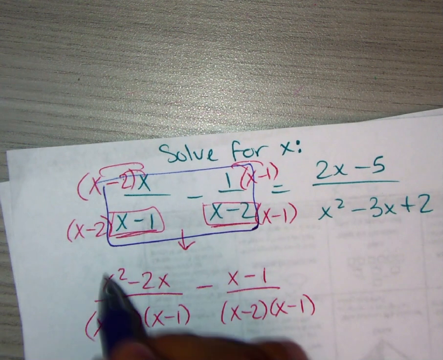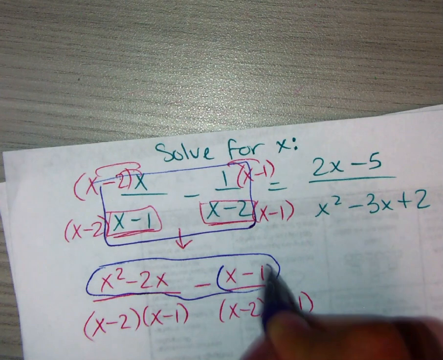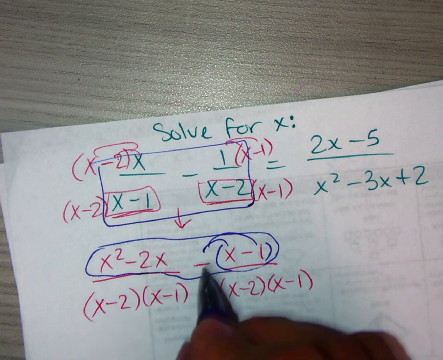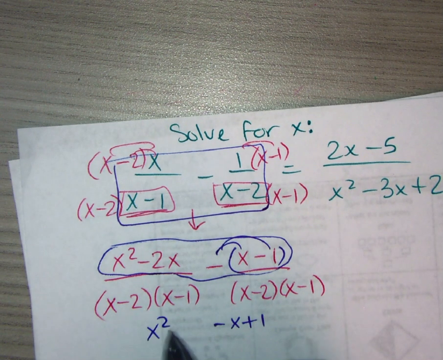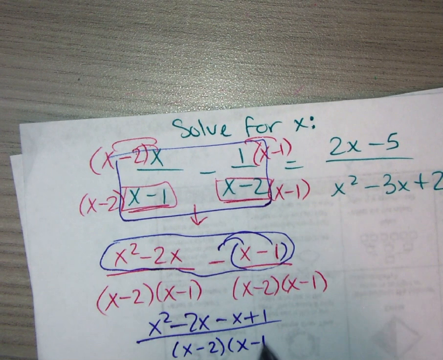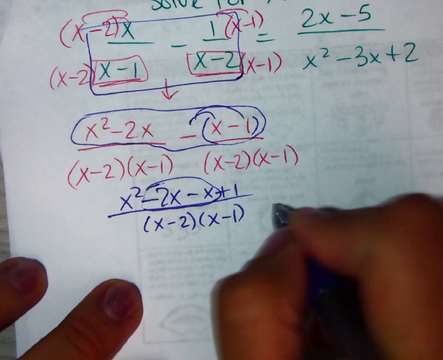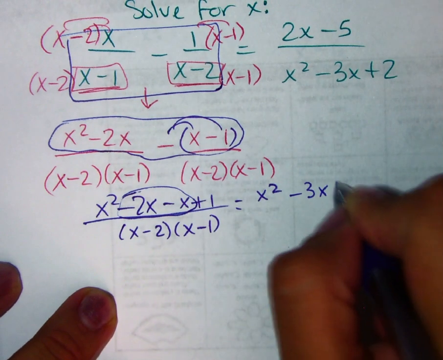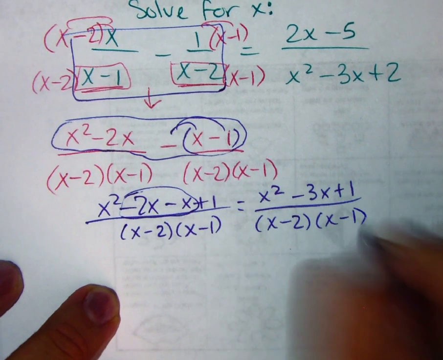After this, you want to combine your numerators. However, keep in mind this is a subtraction, so you want to do those parentheses and distribution of negative times x and negative times -1. And then you bring down what you have on this side over your denominator. From here, we combine like terms to simplify this fraction, and we're going to have x squared minus 3x plus 1 over x minus 2, x minus 1.